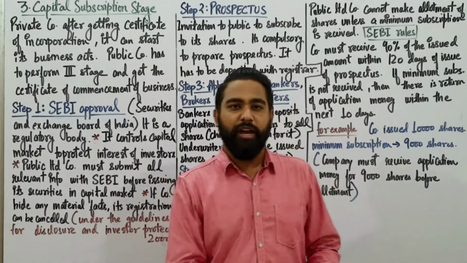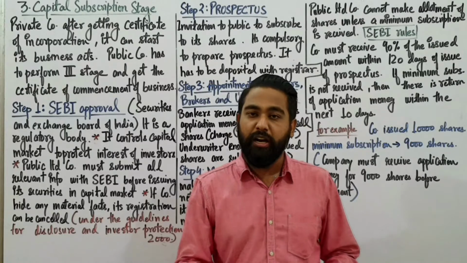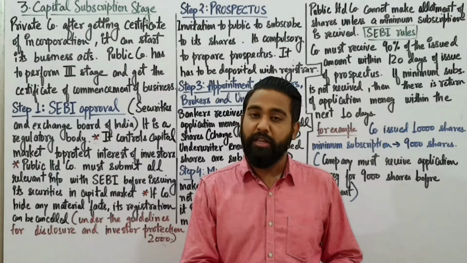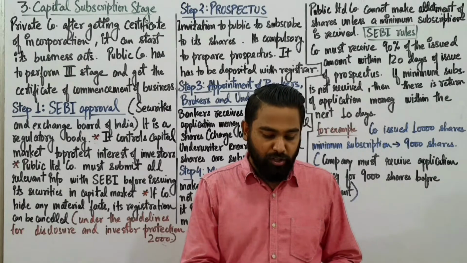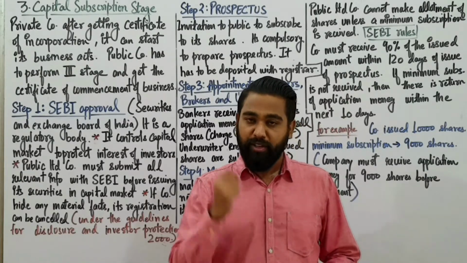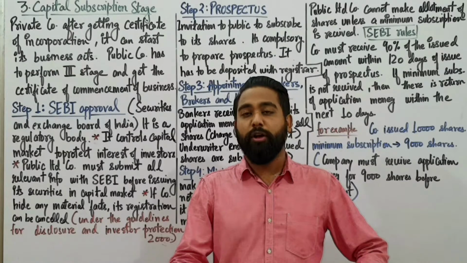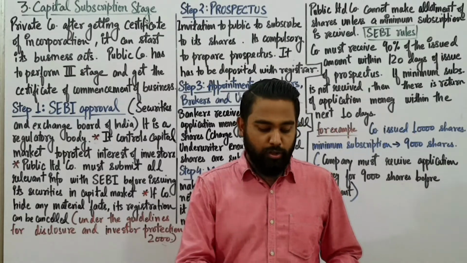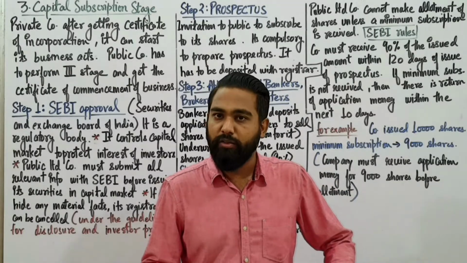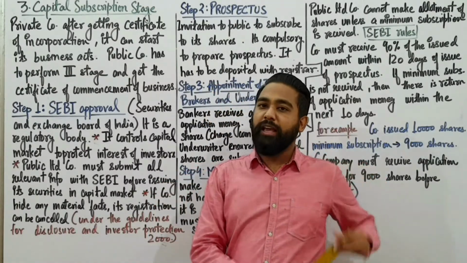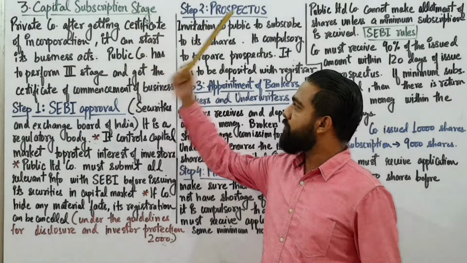In the previous video we had completed the incorporation stage, before that we had completed the important documents, and before that we had completed the first stage of the formation of a joint stock company, which is promotion. So now students, without wasting any time, let's start our third stage, which is the capital subscription stage.